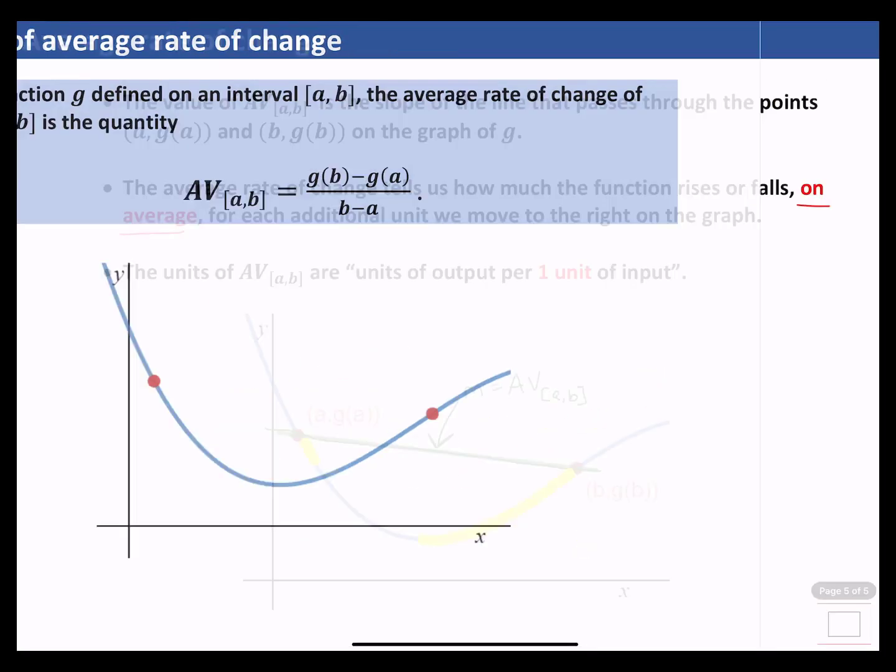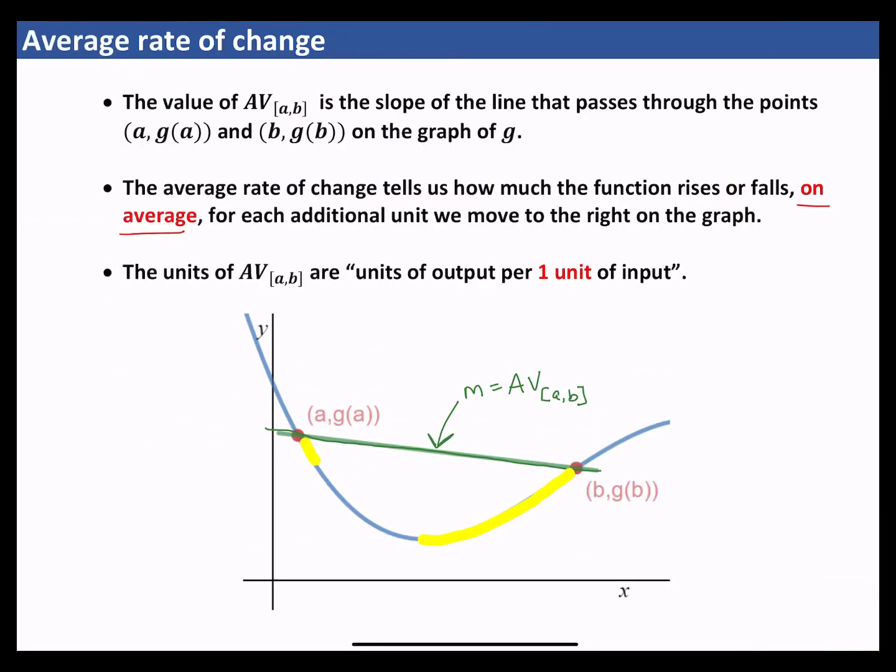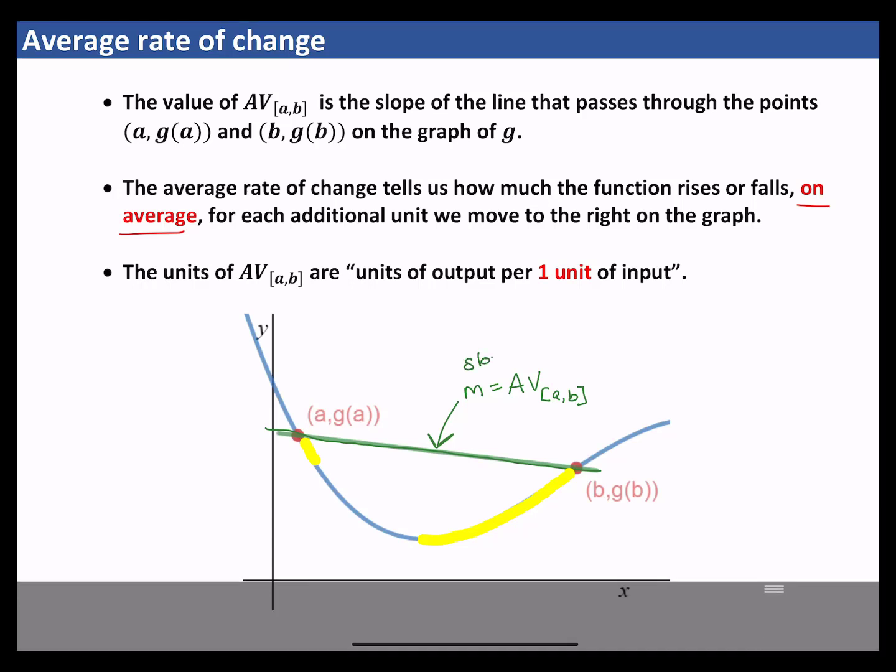So furthermore, in our example, we saw that the value of the average rate of change on the interval from a to b is the slope of the line that passes through the points a, g of a and b, g of b on the graph of g. We also saw that the average rate of change tells us how much the function rises or falls on average for each additional unit that we move to the right on the graph. So if the average rate of change is positive, then the function g is rising on average. And if the average rate of change is negative, then the function g is falling on average.